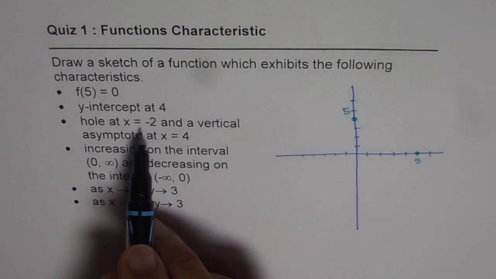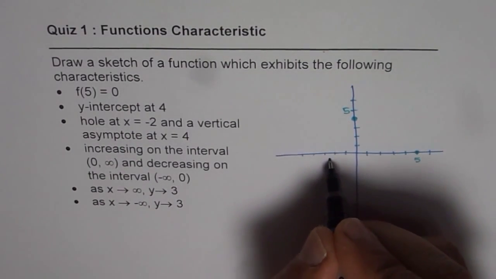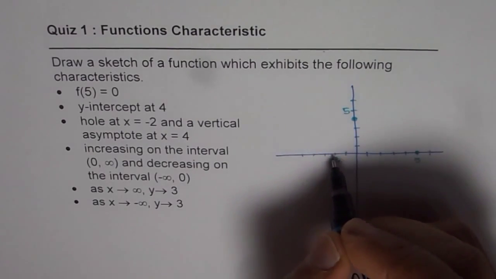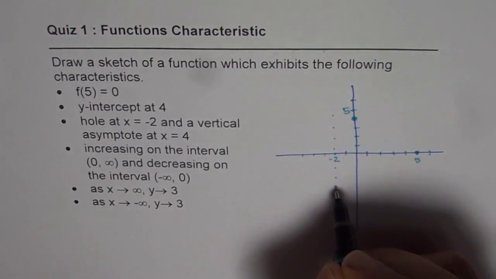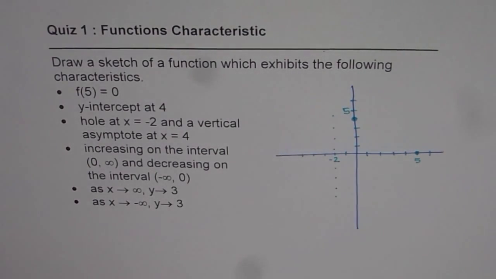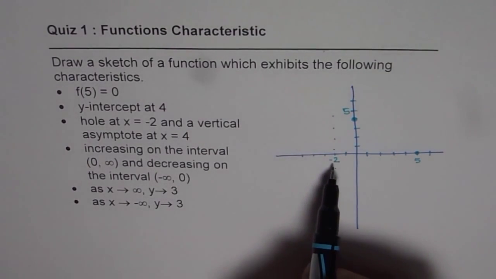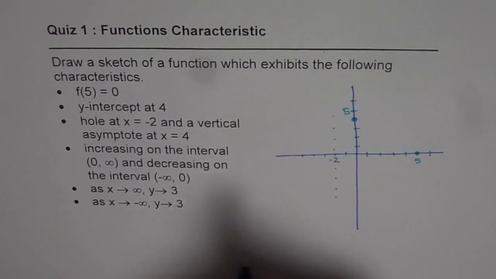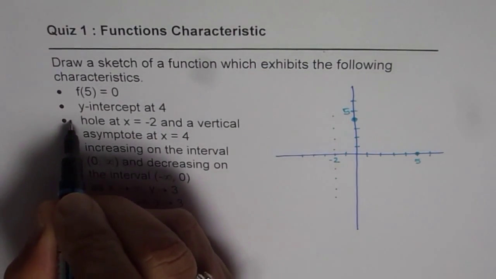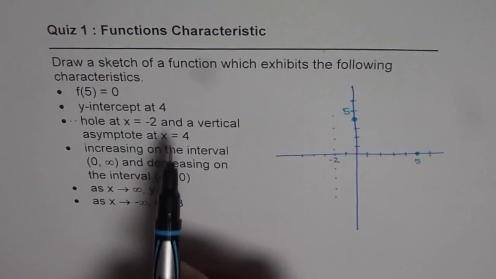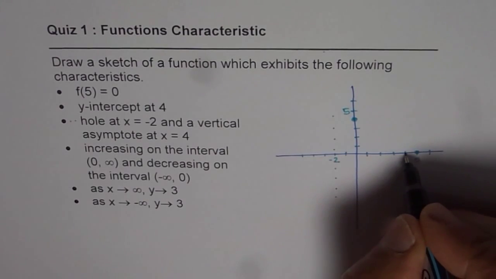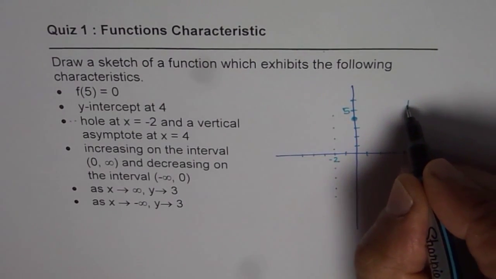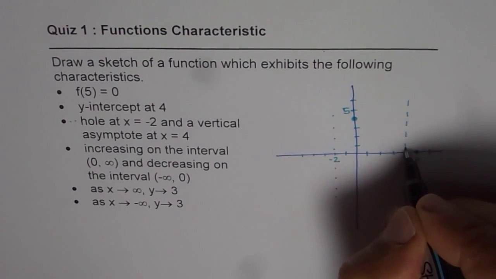Hole at x equals minus 2. So here we have minus 2, but we don't know where the hole is, right? It could be anywhere where the x value is minus 2, but we are still not sure about the y value. So we'll just put a dotted line giving us a kind of hint for this one, right? And a vertical asymptote at x equals 4. So this is 4. So here we have a vertical asymptote. So we'll draw a vertical asymptote at 4.